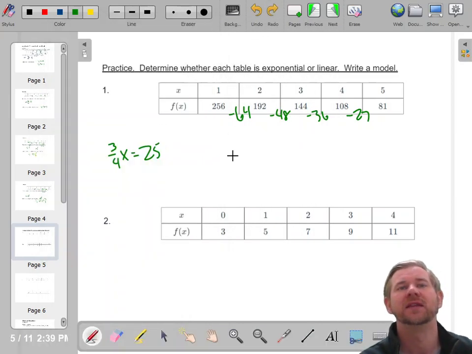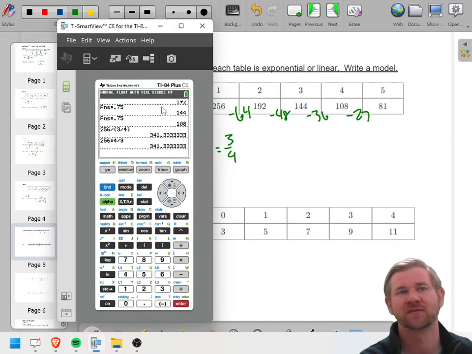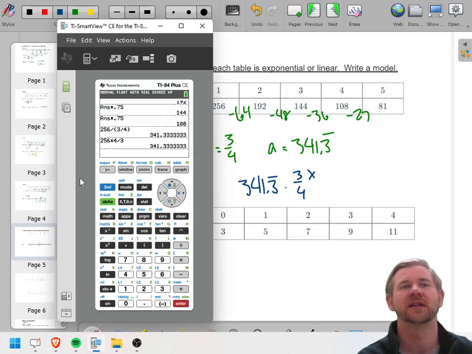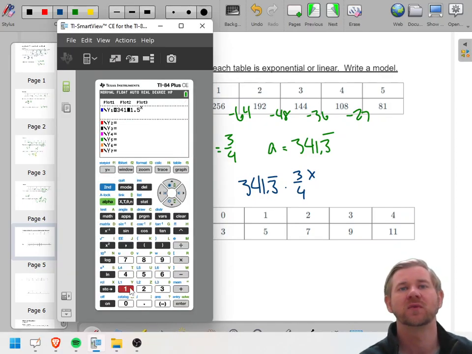So I'm going to say the growth factor, that's the b, is 3/4, right? Because it's 0.75 each time. And the initial amount is 341.3 repeating. So the model should be 341.3 repeating times 3/4 to the x. Let's make a table. 341.3 times 3/4 to the x.